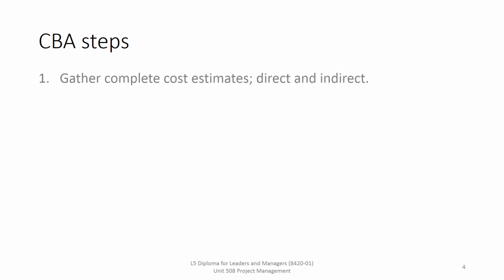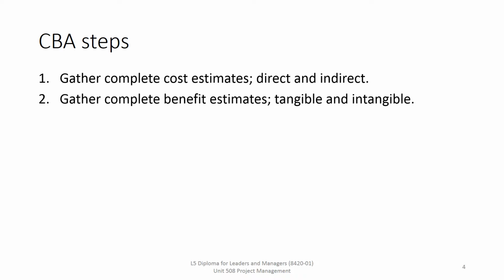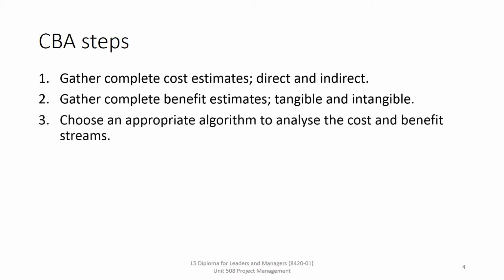So that's what cost-benefit analysis is, but how do we go about it? It's a simple process really, although actually doing it is not quite as easy. Step one, we obtain the complete cost estimates, so that's direct and indirect costs. Step two, we obtain the complete benefit estimates, so that's tangible and intangible benefits. We'll talk about those a bit more in a minute. And then three, we choose an appropriate cost-benefit analysis algorithm to calculate and analyze the cost and benefit streams.